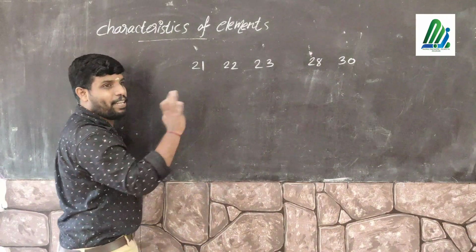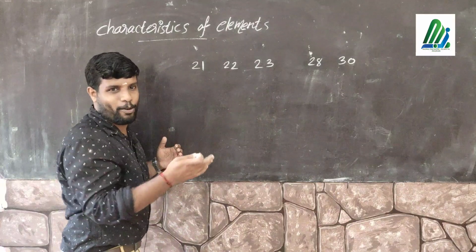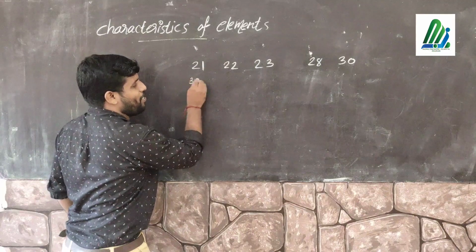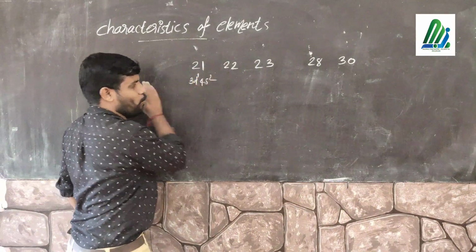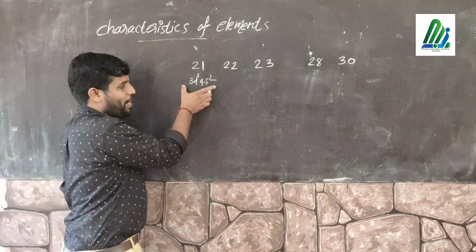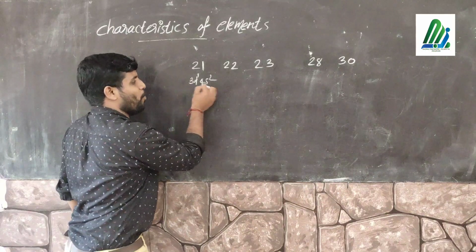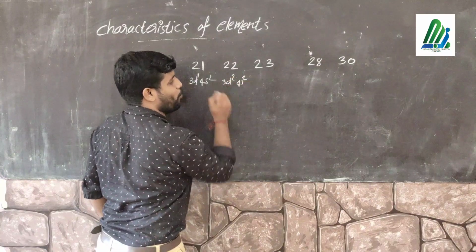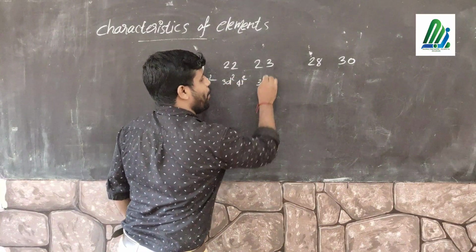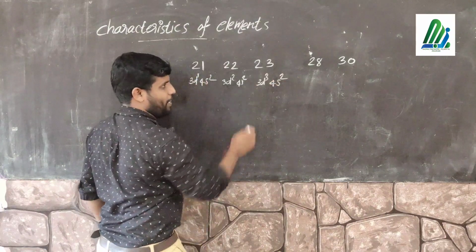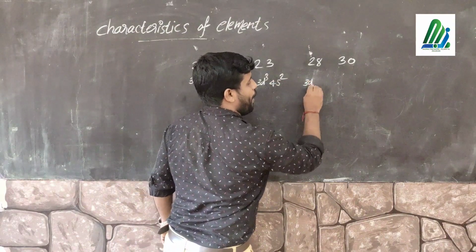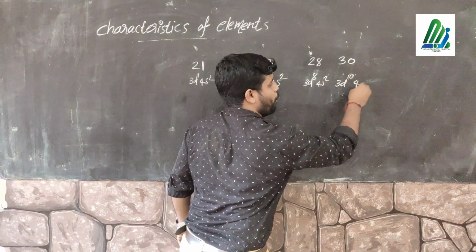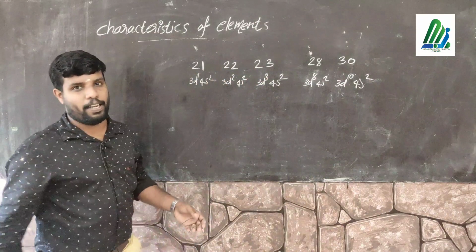Okay, look at the valence electronic configuration. We do not write the complete electronic configuration, we need only the valence electronic configuration. The complete one would be 1s2, 2s2, 2p6 up to 3p6, but I just write the valence electronic configuration. So 4s2, 3d1. Then 3d2, 4s2, then 3d3, 4s2, then 3d8, 4s2, and in 30, 3d10, 4s2. This is the valence subshell electronic configuration.